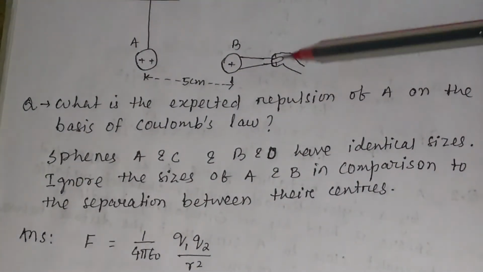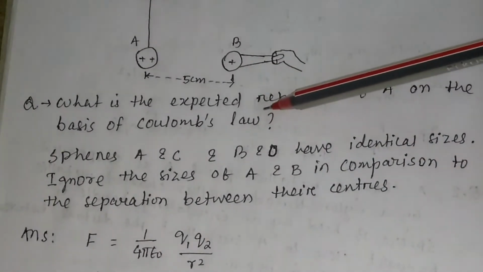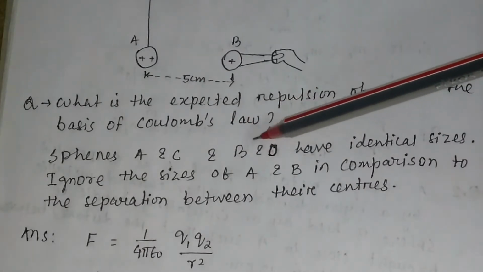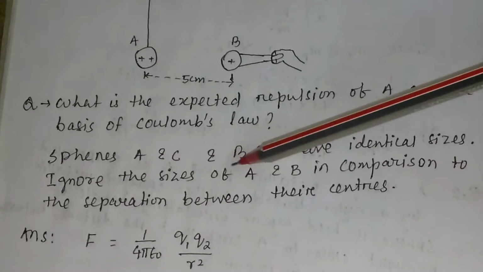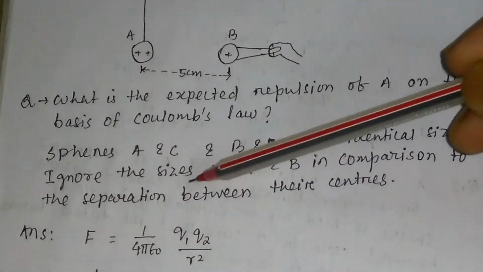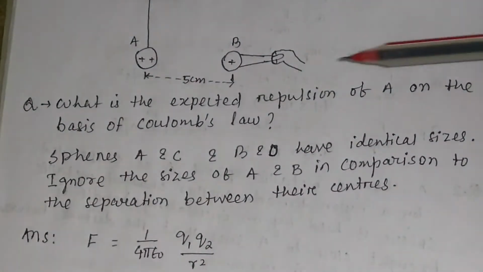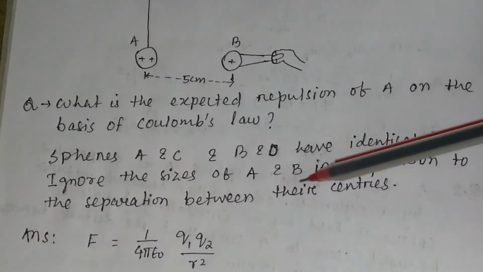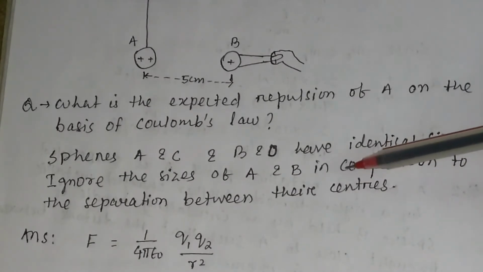So the question is, what is the expected repulsion of A on the basis of Coulomb's law? Spheres A and C and B and D have identical sizes. Here you ignore the sizes of A and B in comparison to the separation between their centers. Only then can you apply Coulomb's law, because Coulomb's law is applicable for point charges.